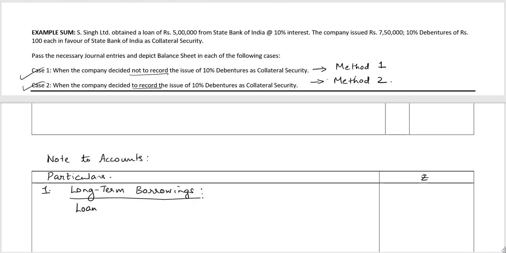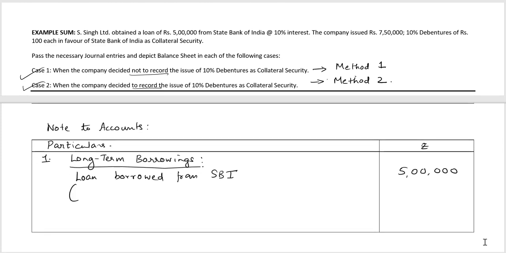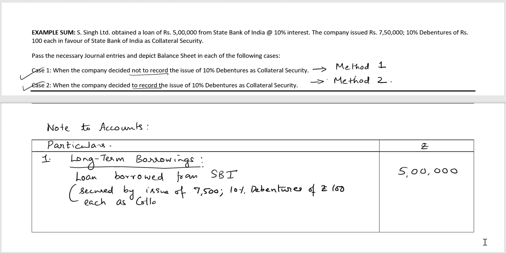Loan borrowed from State Bank of India. The loan borrowed is 5 lakh rupees, and we need to make a mention that it is secured by issue of 7,500 10% debentures of Rs 100 each as collateral security.